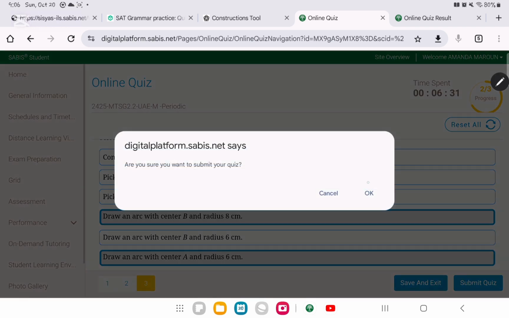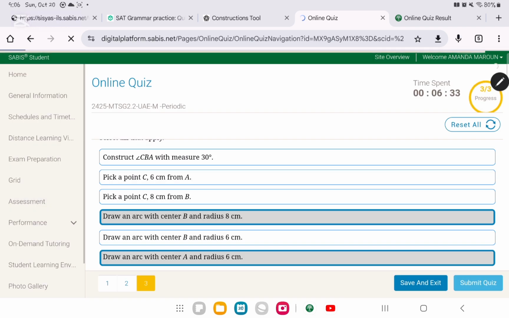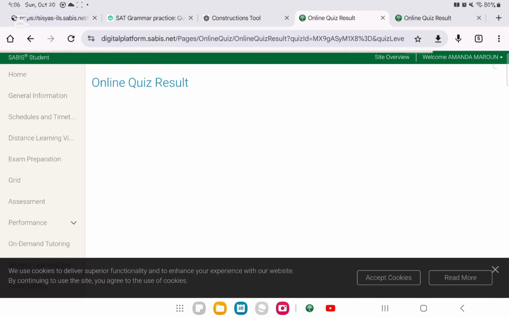So let's submit this very small short quiz. Hopefully we don't have anything wrong. Alhamdulillah, thank God there's nothing wrong.